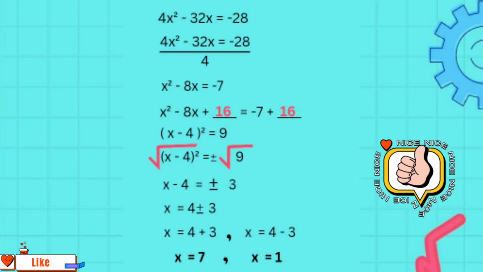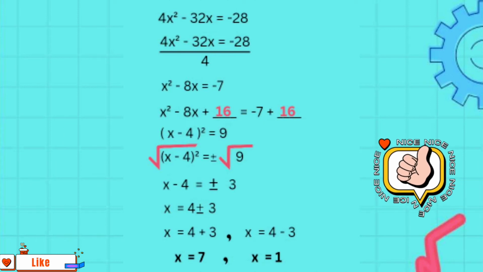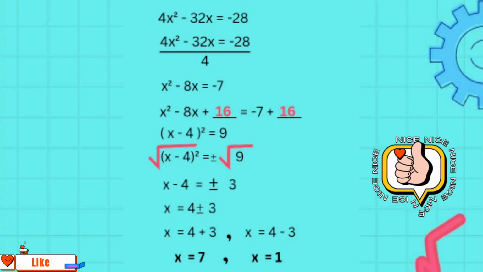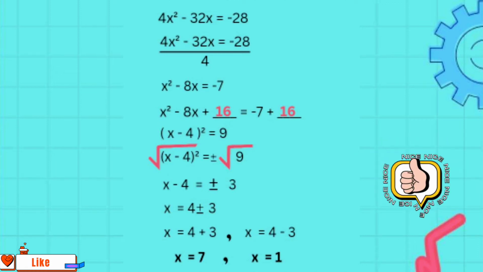Add 16 to both sides of the equation. Express the perfect square trinomial as a square of a binomial. The result is (x minus 4) squared. Negative 7 plus 16 is 9. So, we have (x minus 4) squared equals 9.